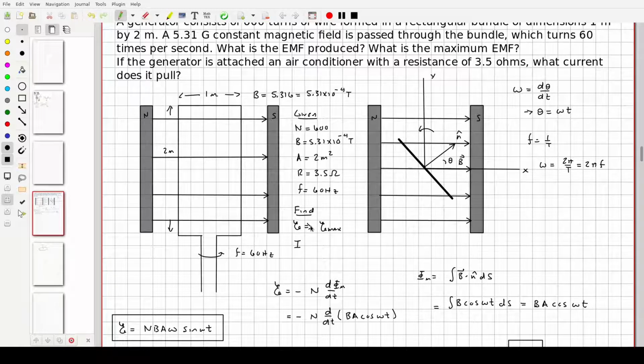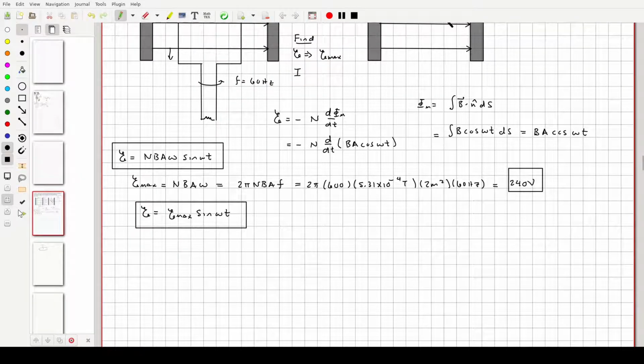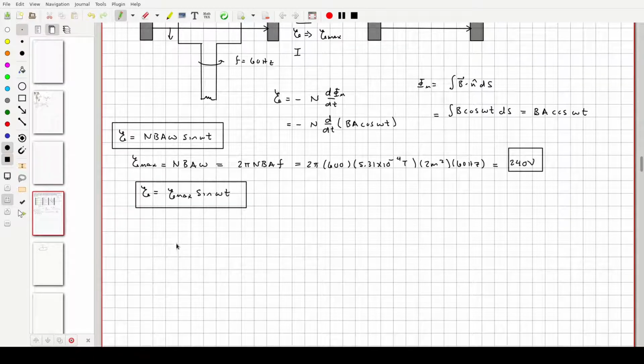We have our EMF. Now what about I? Okay. So we have a small resistor circuit here. Basically, it's going to look like this. And so we can just use Ohm's law, noting the fact that V is equal to I times R. So here it would be E is equal to I times R. I is equal to E over R. And so if I were to plug in the form of E here, this would be the same thing as NBA times omega over R times sine of omega t, or, again, E max divided by R times sine of omega t. So your current's a function of time.